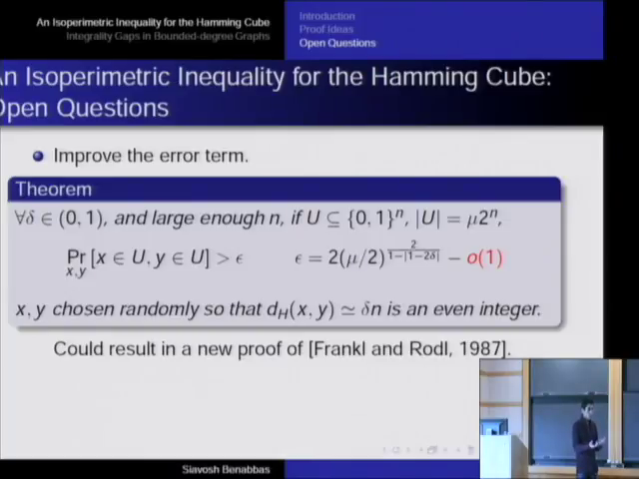Whichever you look at, one of them has to have density at least half of the original, and it's not going to have any odd distance. So when I count d and d plus 1, d plus 1 is not going to appear at all. Okay, so improving the error term and getting a new proof of Frankl-Rodl is one open question.